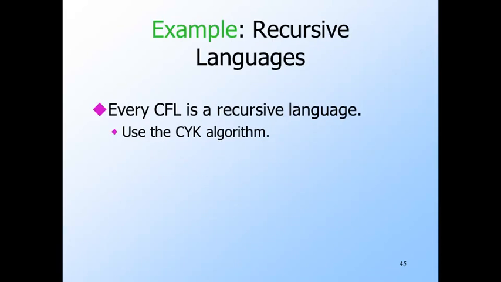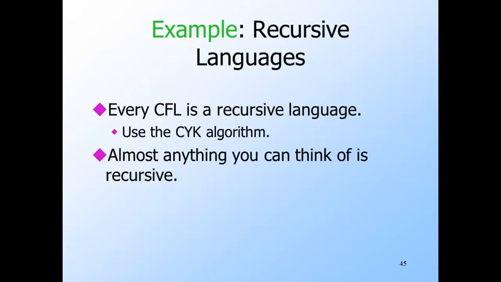You can implement the CYK algorithm for any context-free language on a Turing machine. That Turing machine will halt once it has computed the triangle of sets of variables and checked whether the start symbol of the grammar is in the final set. But the recursive languages go way beyond the context-free. In fact, it is very hard to come up with a language that is not recursive, except by using tricks like the diagonalization we discussed earlier.